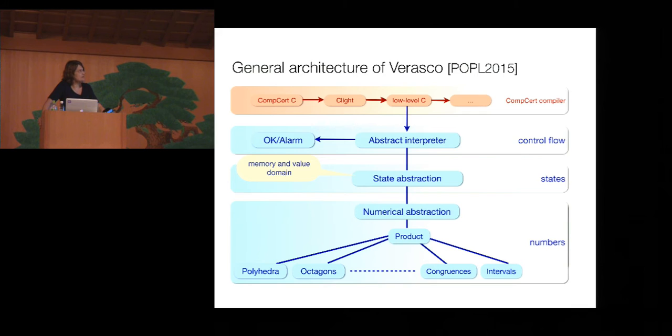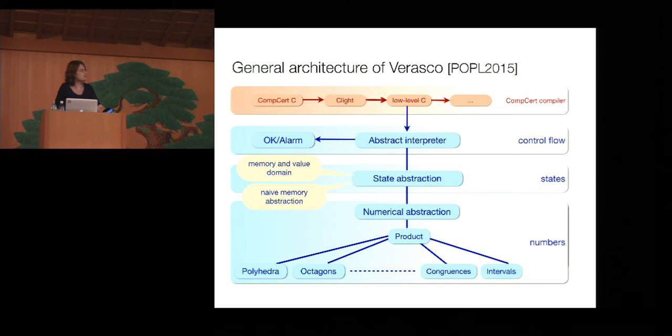This state abstraction consists in defining an abstract memory and a value domain. And this state abstraction is itself parameterized by numerical abstractions. So in Verasco, there are different numerical abstractions that can be combined together. And in the POPL paper, we explain how these different numerical domains can communicate. And we also explain how the abstract interpreter works.